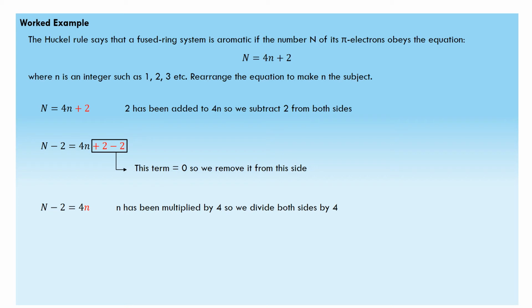Now we've got to deal with that multiplication step that's on the right-hand side of the equation. So here n has been multiplied by 4, so we divide both sides by 4. And we're left with n minus 2 over 4 equals 4n over 4. Now we know that those two 4's on the right-hand side of the equation are going to cancel each other out, and we can write to solve for n.